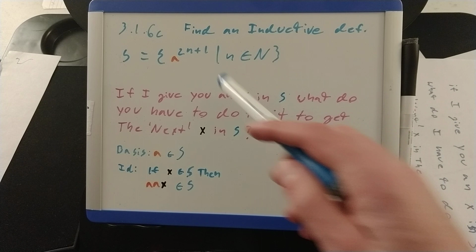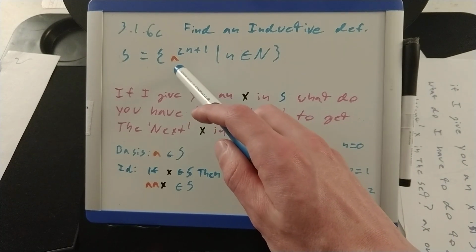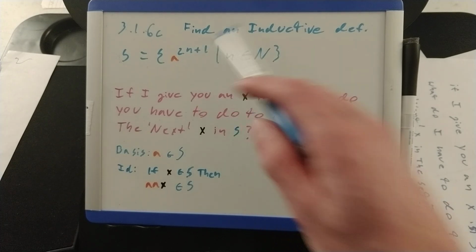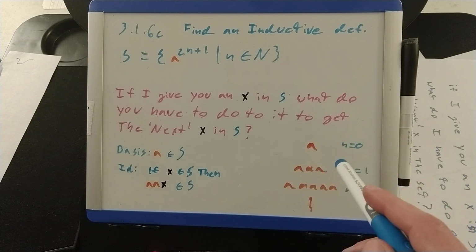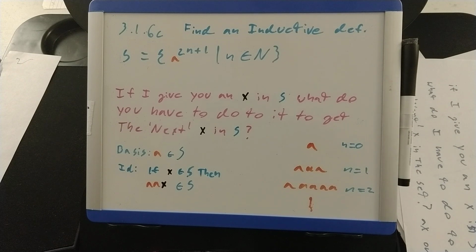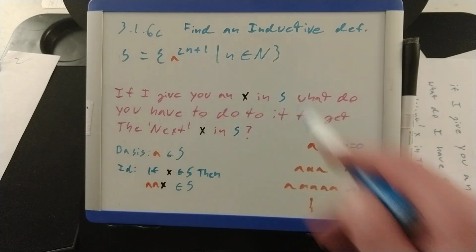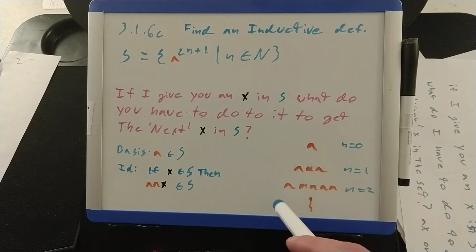So for this particular problem, our set is a set of strings that have the form a to the 2n plus 1. If we look down here, we can just plug in some n's and see how we can get an order of the elements in our set. If we plug in 0 for n, we get a to the 1, which is just a. If we plug in 1 for n, we get a to the third. For 2, we get a to the fifth.